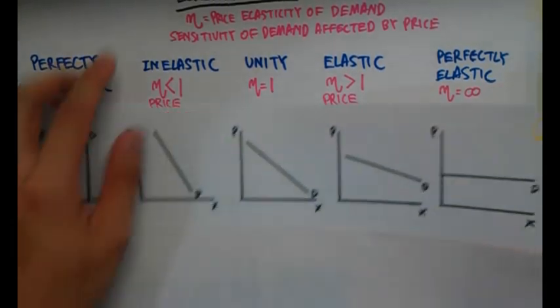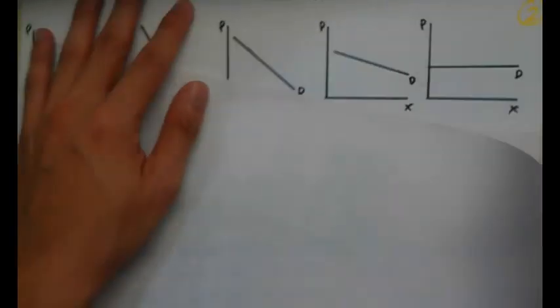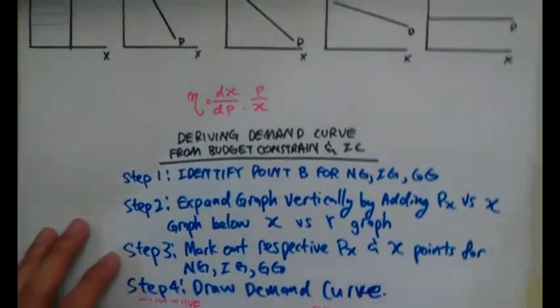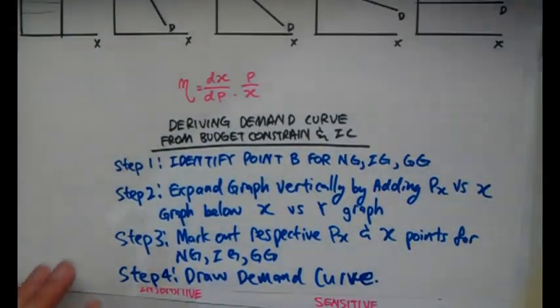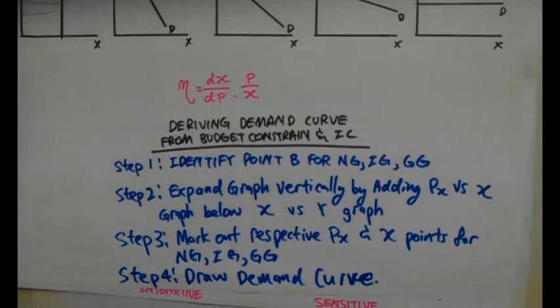Moving on, we will now learn how to derive the demand curve from the budget constraint as well as the indifference curve.